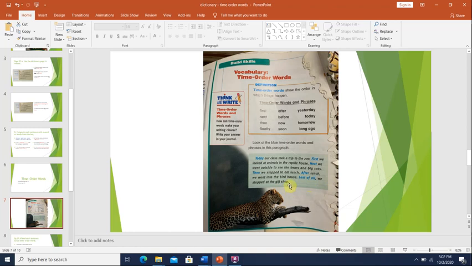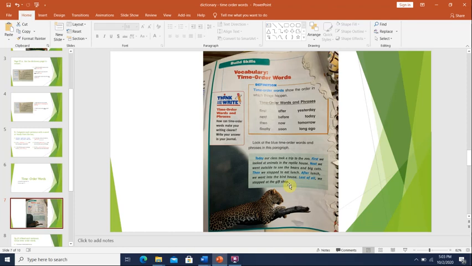Okay, so from this paragraph and from the time order words, you know when this trip happened and the order of the things that the students did. So when did this class go on the trip? They went today. What did they do first? They went to see the animals, they went to see the reptiles. Do we know what happened after they went to the reptile house? Yes, they said they went outside to see the bears and the big cats.